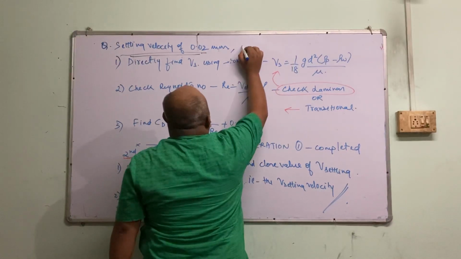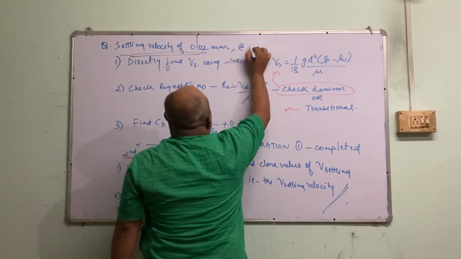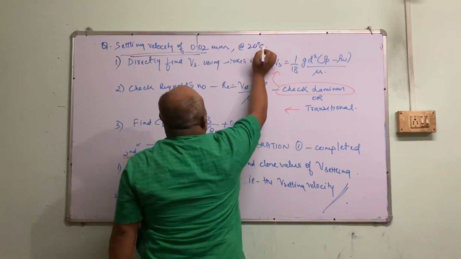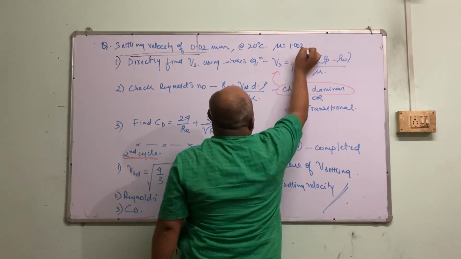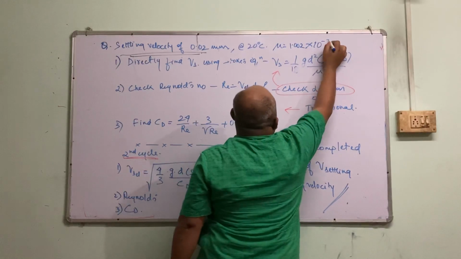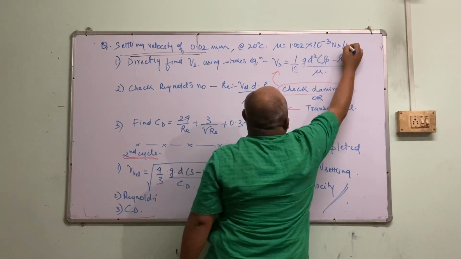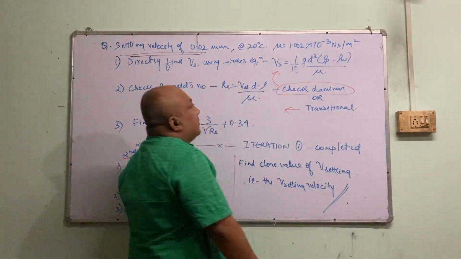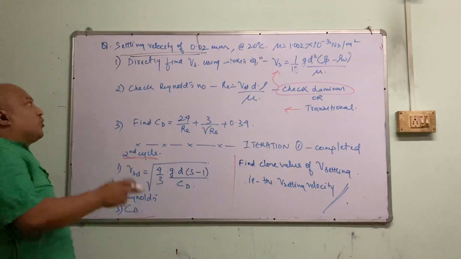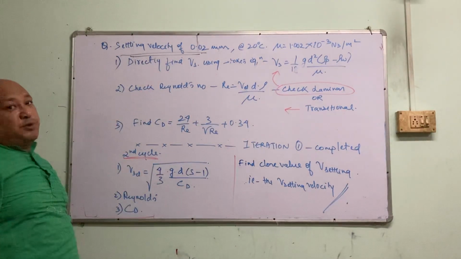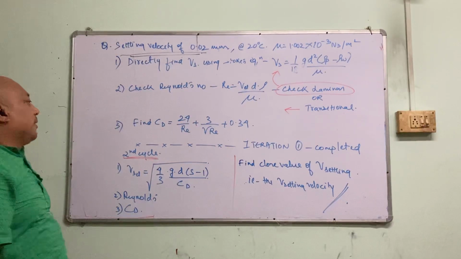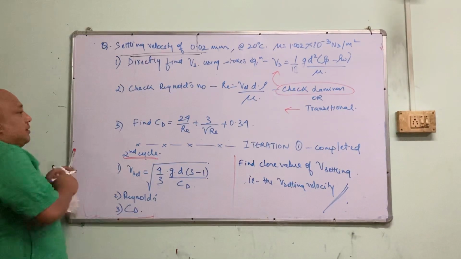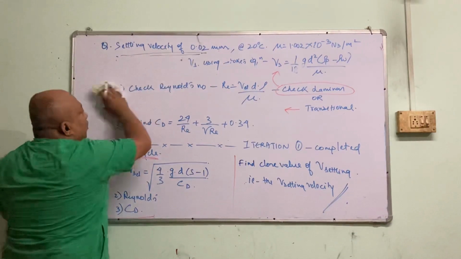At 20 degrees centigrade, dynamic viscosity is equal to 1.002 into 10 to the power minus 3 Newton second per meter square. Is that okay? You solve it, and specific gravity is 2.65, and submit the assignment. Okay. Now, let me give you a twist.